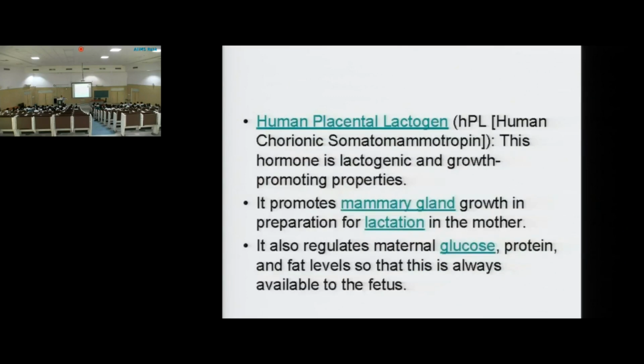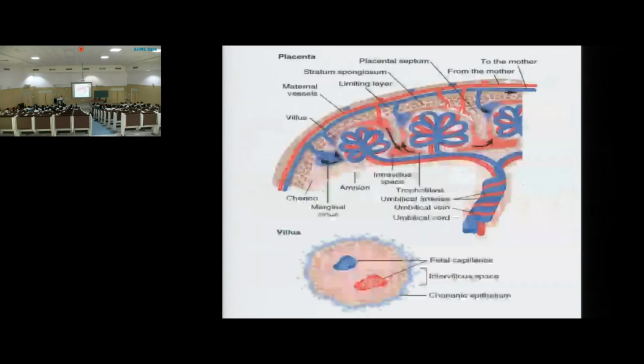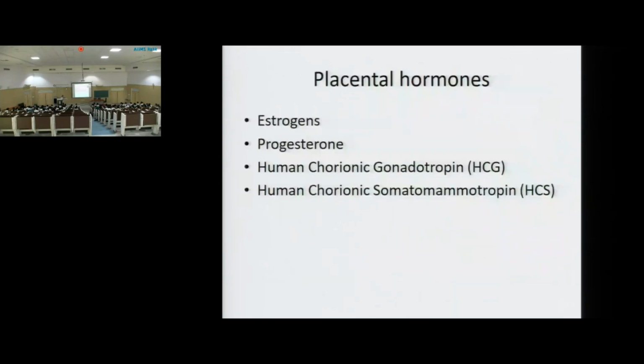So you often get this double door effect as a short note. Okay? So remember that. Now, thereafter we have the placental hormones.